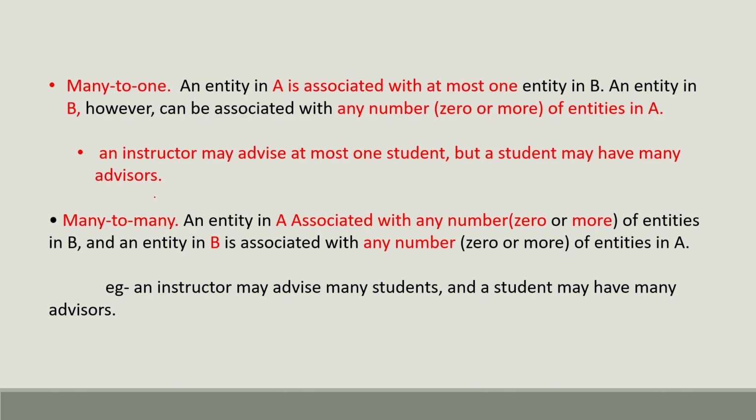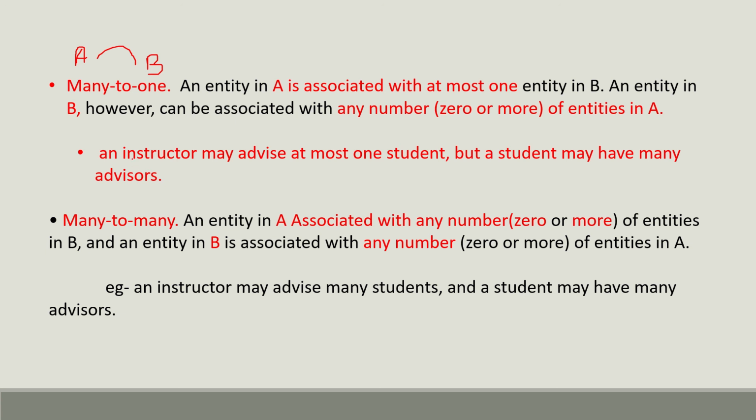The next one is many to 1. Many to 1 means that if you take any one entity in A, it is associated with exactly one entity in B. I always say this is the part A, and here the part is B. So if you take any one entity in B, this side is many, so it may be associated with 0 or more entities in A.